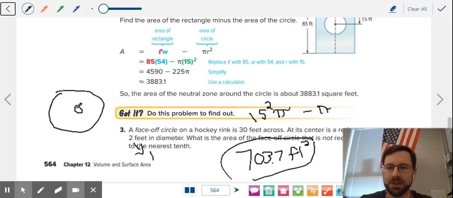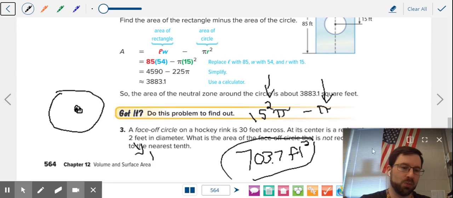So what we did there is we took this little shaded circle out of the bigger circle. Bigger circle here, little circle there. Because 1 times 1 is 1, times pi is pi.